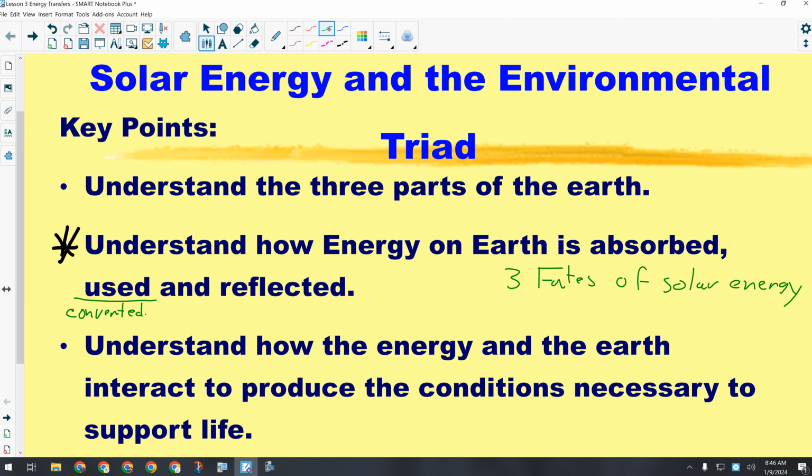There is only one natural process that can take solar energy and convert it into another form. What process is that? Photosynthesis. So the third thing that can happen is that energy strikes something photosynthetic. When that happens, it is converted from light to chemical energy in the form of sugar.